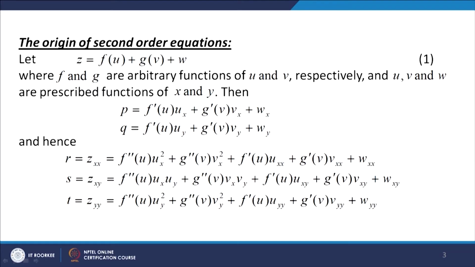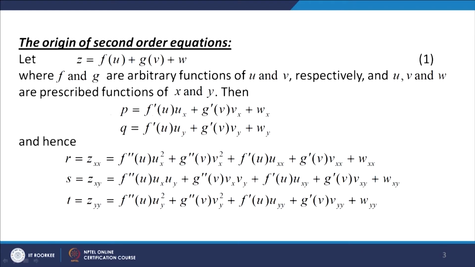Then you differentiate this equation with respect to x partially, so that you get the partial derivative of z with respect to x, which is p equal to f dash u into ux, plus g dash v into vx plus wx. And when we differentiate this equation partially with respect to y, we get the partial derivative of z with respect to y as q equal to f dash u into uy plus g dash v into vy plus wy. Now we can find the second order partial derivatives.